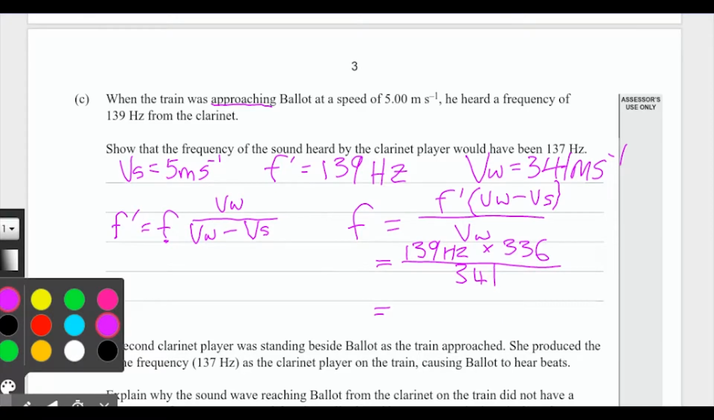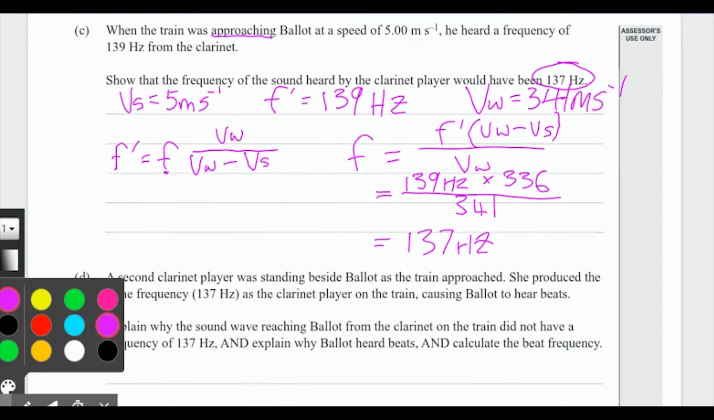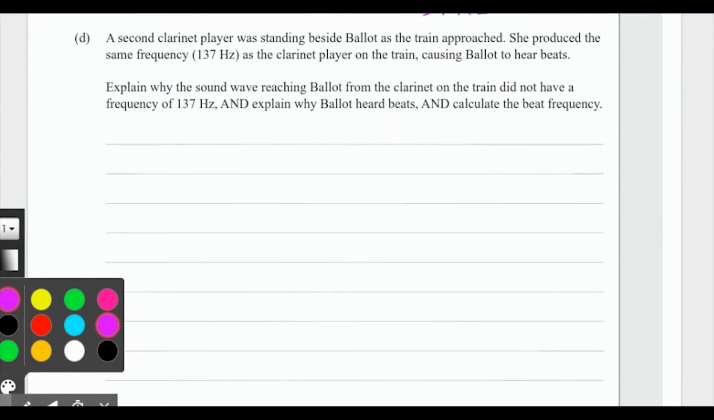And calculating that, I find that to be 136.9619. And if we're going to round that, that goes nicely to 137 Hertz. And it's a good thing that is, because that's exactly what we're looking for. Moving on to the next question.